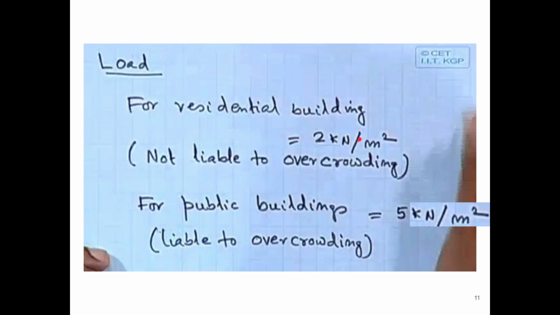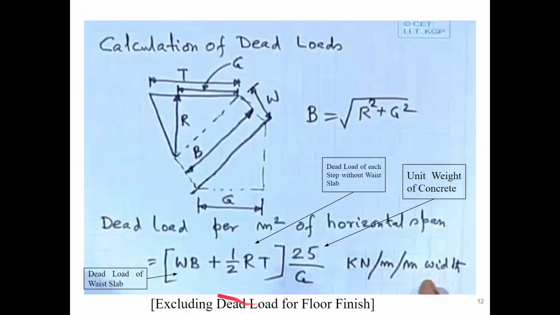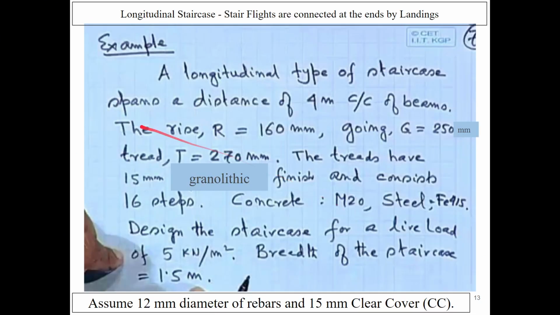Okay, for a residential building it should be less than or equal to 2, and for a public building it should be less than or equal to 5, because these are the ideal loads. So if we don't know, we consider that, that means from calculation it should ideally be less than or equal to that load. Okay, so let us understand this by going through a solved example.